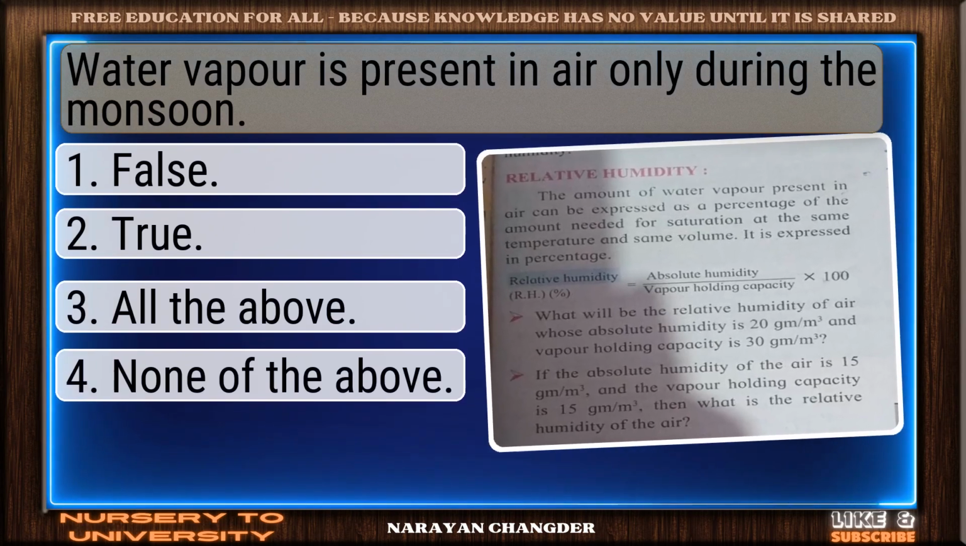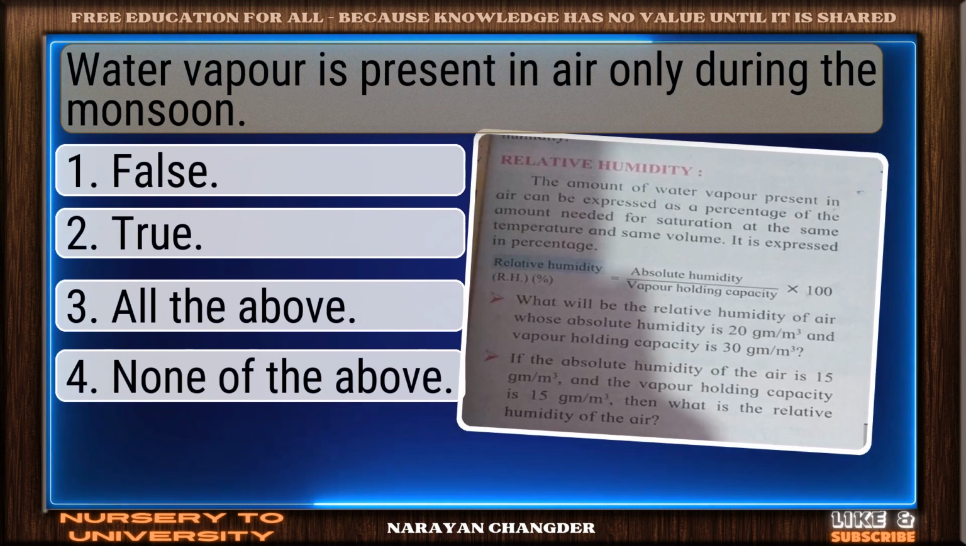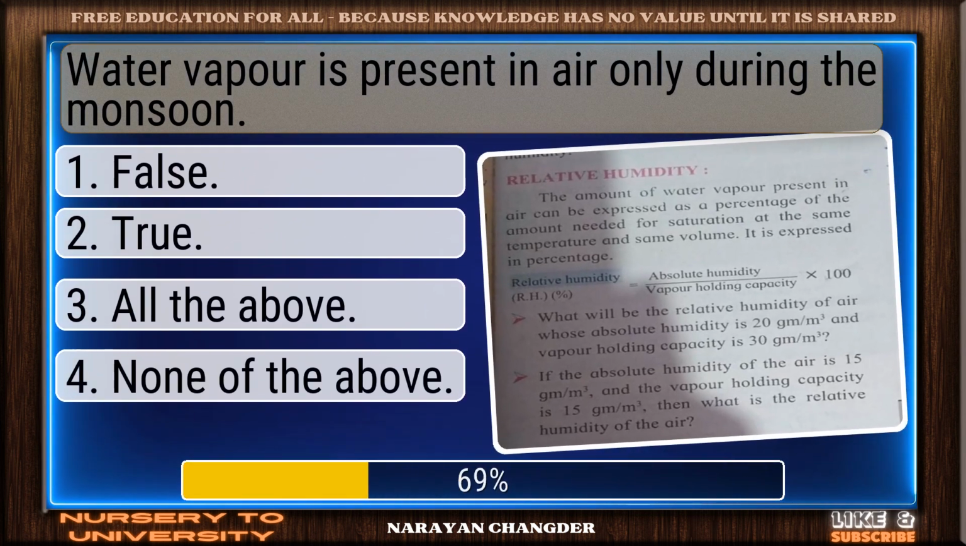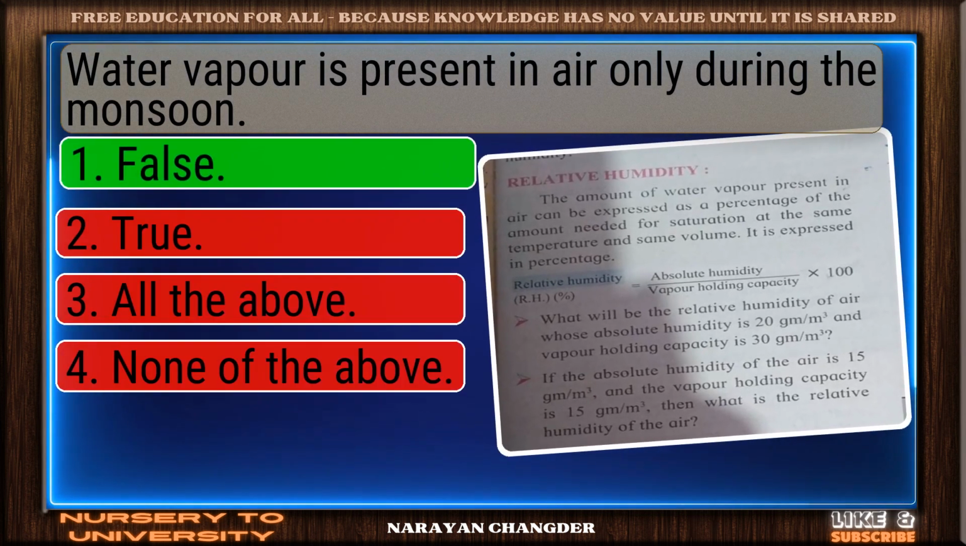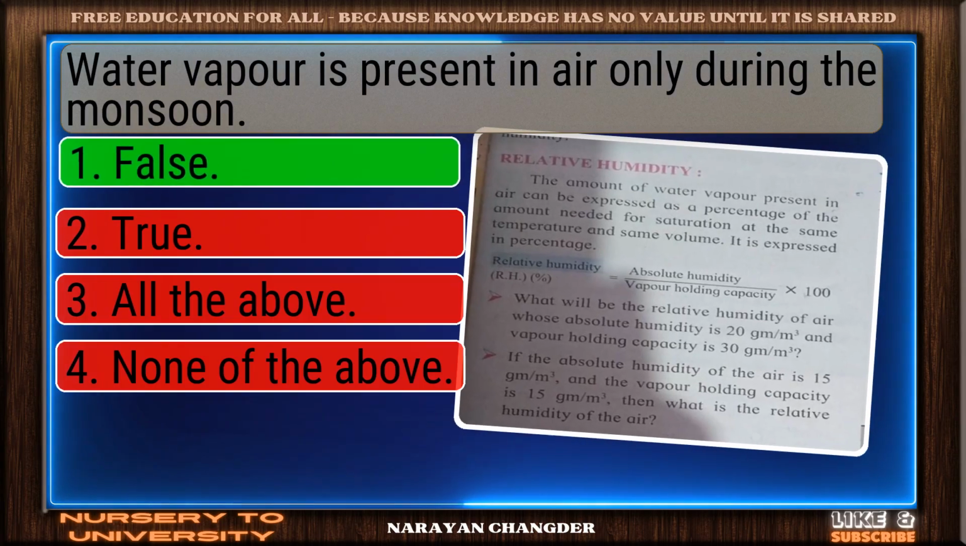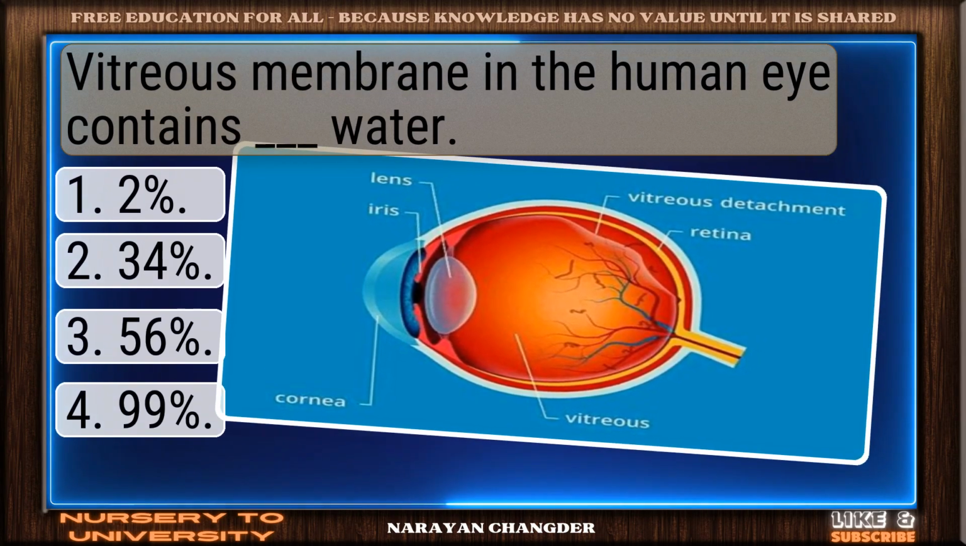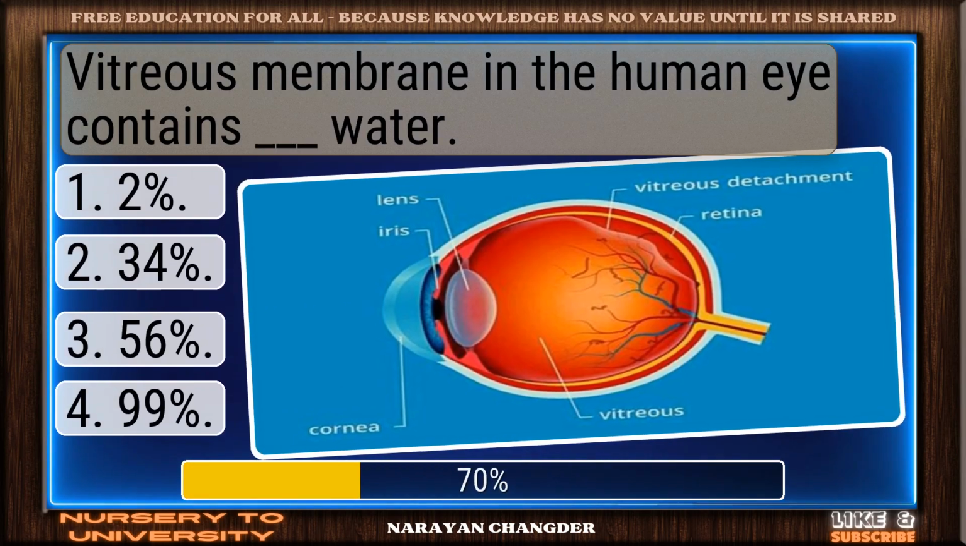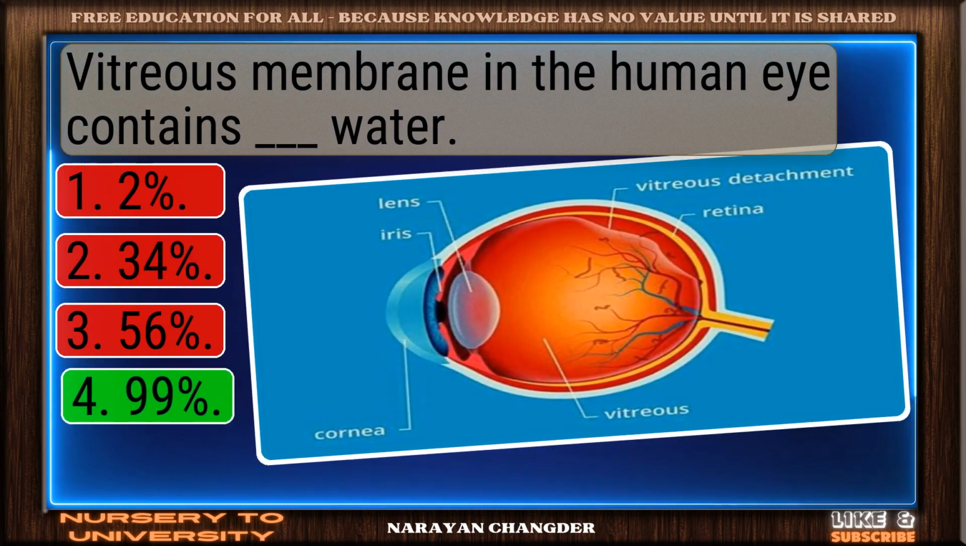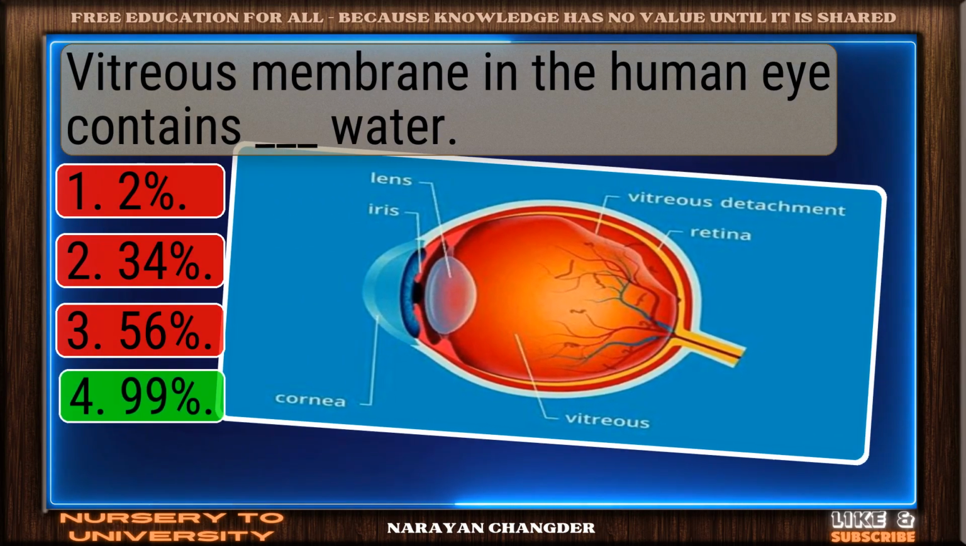Water vapor is present in air only during the monsoon. Correct response. False is the most accurate answer. Vitreous membrane in the human eye contains dashy water. Excellent choice. 99% is the right answer.